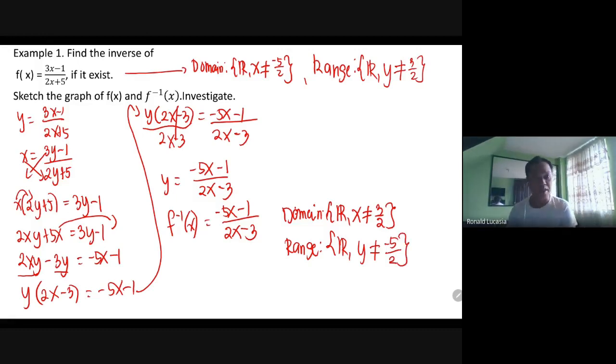Medyo marami tayong hinahanap, ano? Sa isang problem, 5 ang hinahanap natin. But if you have the inverse of the function, madali nilang mahanap yung 4 na yun. Question so far?